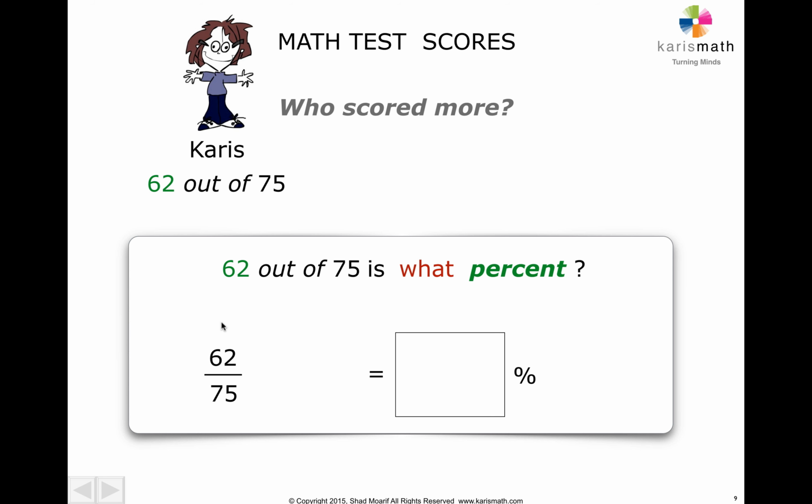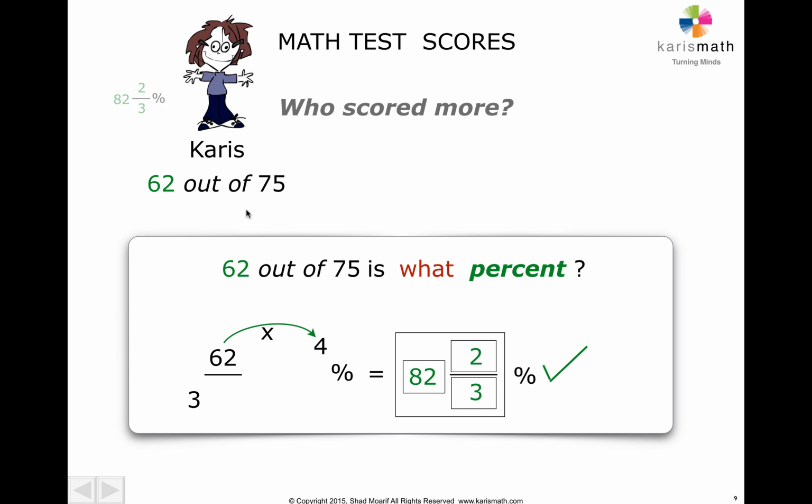Who can answer the question? Yes, we multiply this by 100%. That's right, 100%, and then simplify this, and you should get something like 248 over 3. That comes to 82 2/3%. That's what Karis got. If you want to turn this into percent, meaning out of 100, she scored 82 2/3%.